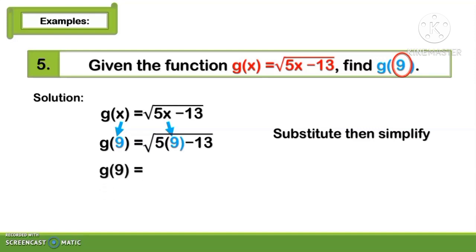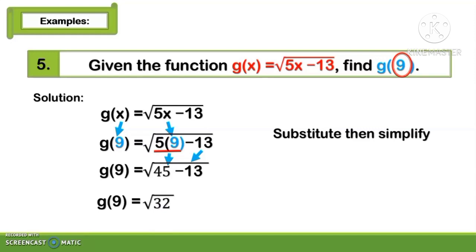Next, bring down the left side of the function and that is g of 9 equals, multiply lang natin si 5 and 9. 5 times 9, it will give us 45. And then, bring down negative 13. May square root pa din. Next, again, bring down g of 9 equals, simplify yung nasa loob ng radical. 45 minus 13 will give us 32. Square root of 32.